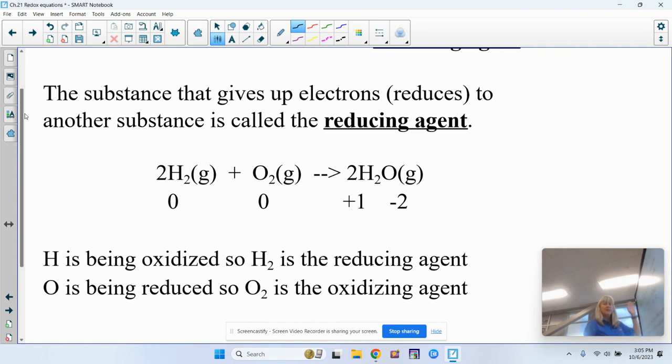So the reducing agent and the oxidizing agent will be reactants, right? So again, the hydrogen was being oxidized, so H2 is the reducing agent. Oxygen is being reduced, so the O2 is the oxidizing agent.